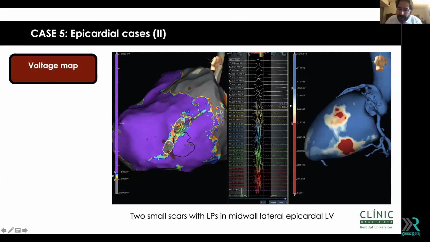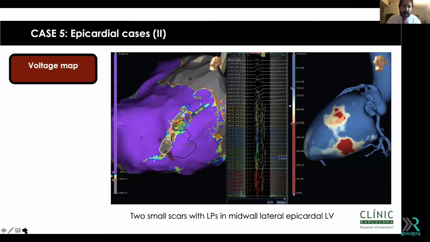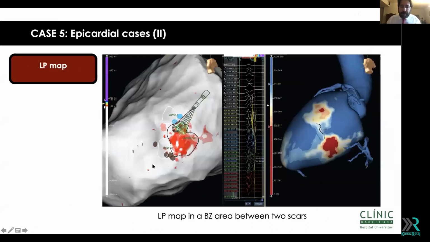So from the very beginning, we were able to know that we could ablate here without damaging the coronary arteries, because you use both techniques, CT scan and MRI, merged together, and there is no coronary artery here. In the electroanatomical mapping, you can see these two small scars that correspond to the scars in the MRI. And if you see the late potentials map again, this late potentials area was related to this area between two scars.